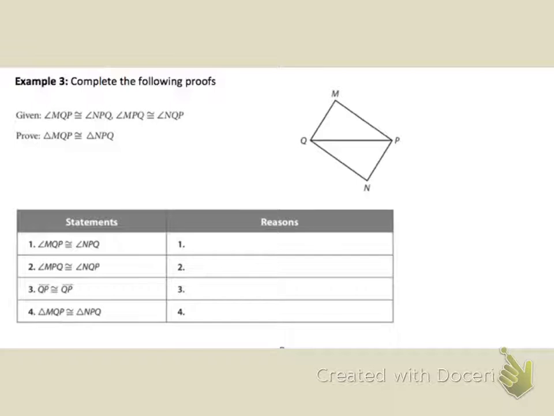And they tell us that angle MQP, so I'm going to locate that one. MQP, it's this one right there. And they're saying that that angle is congruent to NPQ. So NPQ is over here. Okay? So what I'm going to do is mark those congruent because they told me they are. I'm not going to question it. If they give it to me, it's established as a fact. And they actually stated that right here on my first line. So we say that's given.